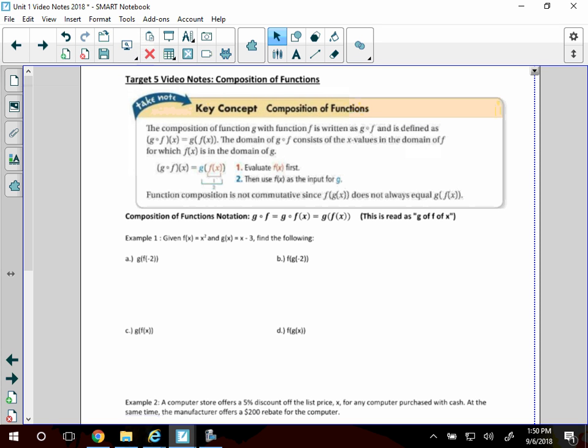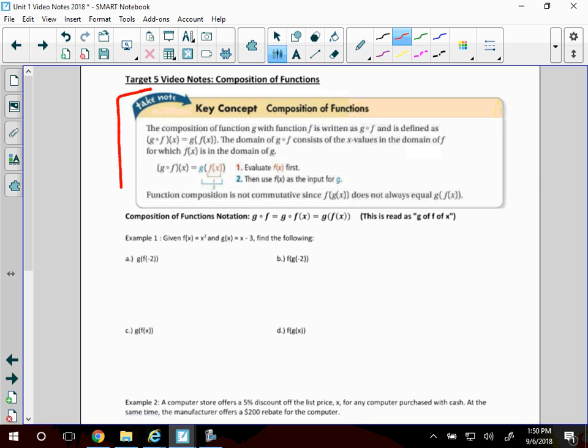All right, so today we're looking at target 5. We're looking at composition of functions. Composition of functions is basically a function within a function. So in this box right here, it gives kind of a nice definition and some notation as well. And I think notation sometimes is what trips us up the most.